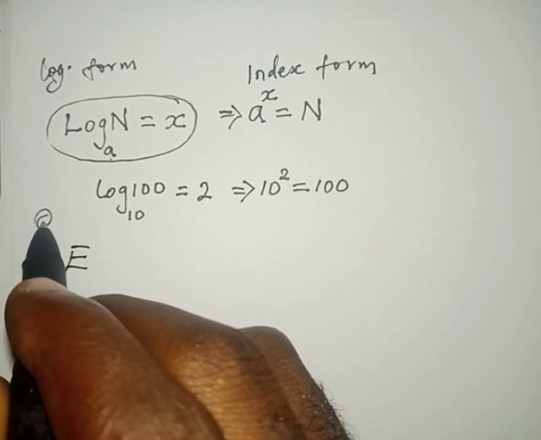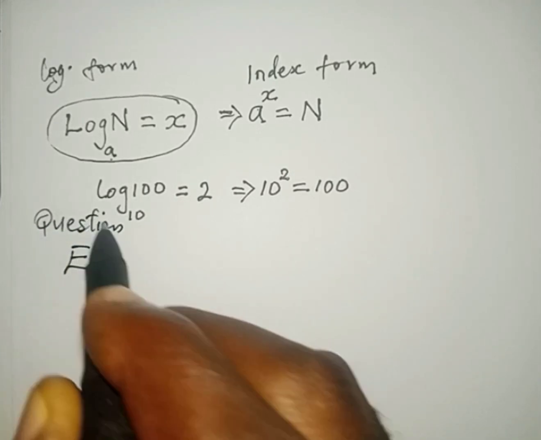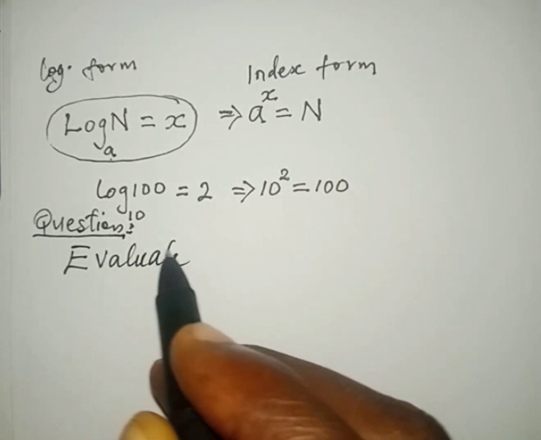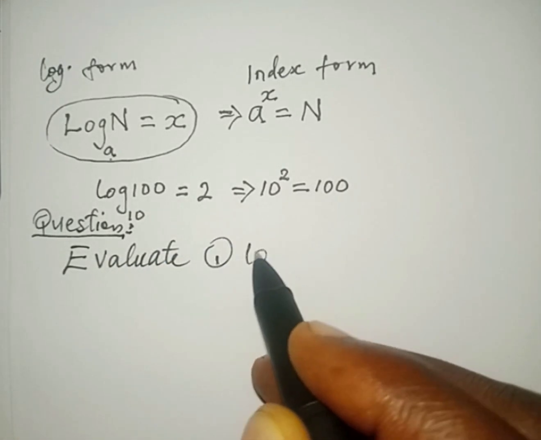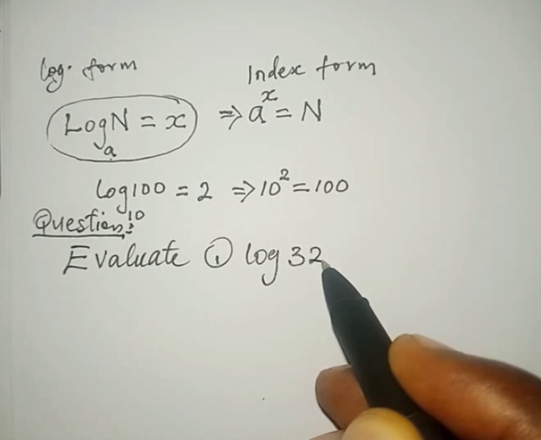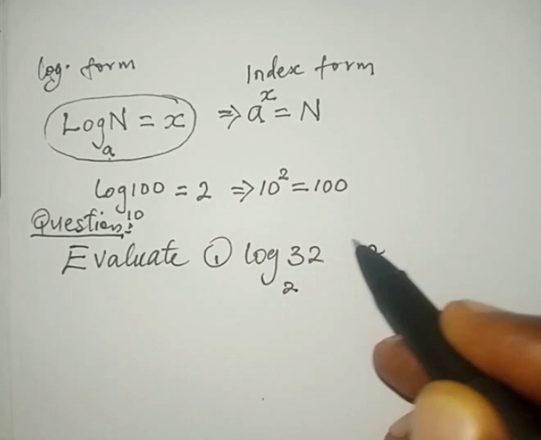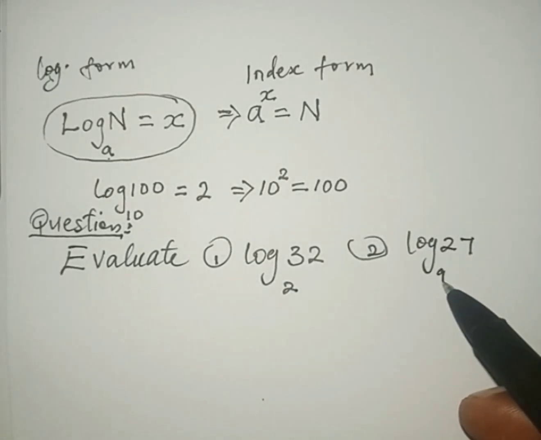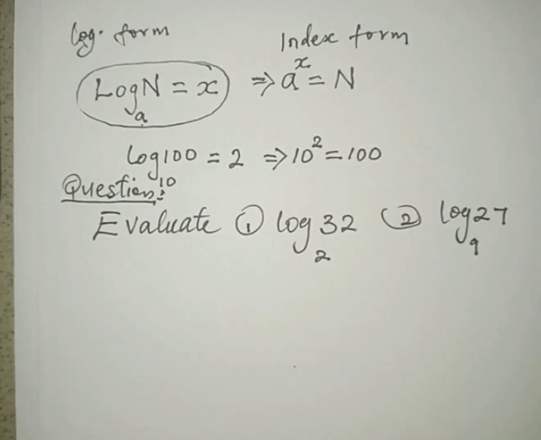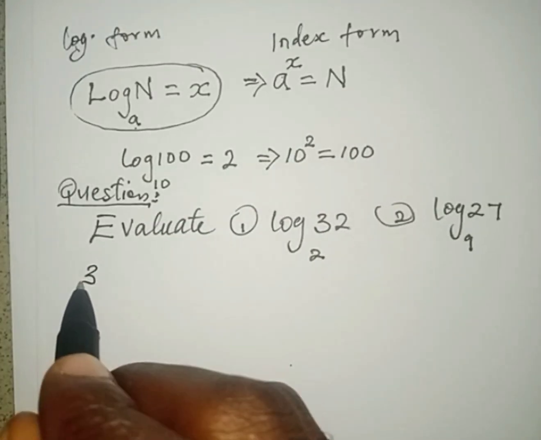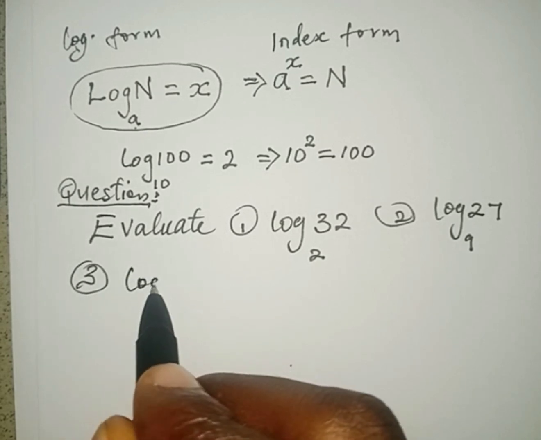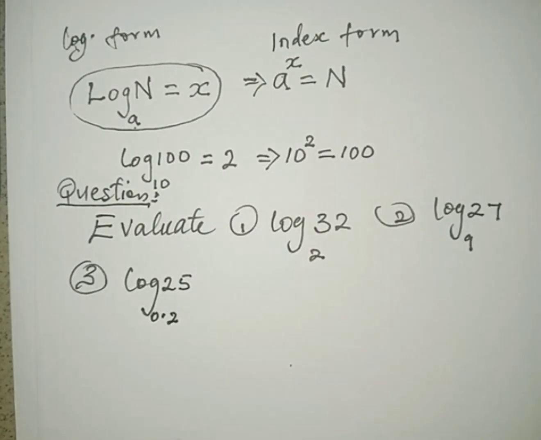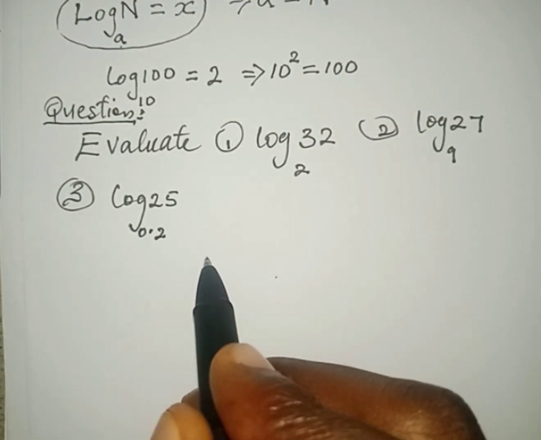Okay, question. Let's evaluate: 1, log 32 base 2; 2, log 27 base 9; number 3, log 25 base 0.2. Okay, let's start to solve this. Working.